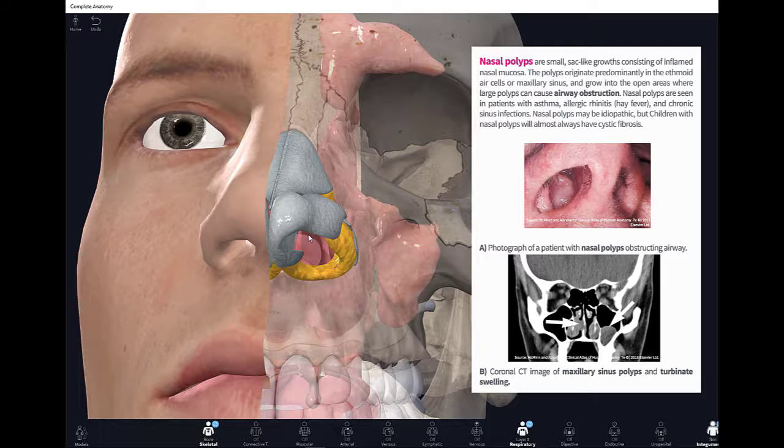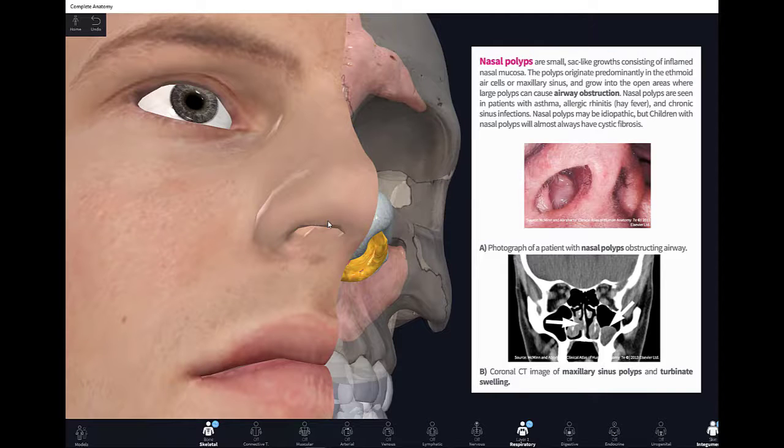These polyps can be completely idiopathic, so they might not be a problem at all, so you don't have to do anything about them. However, children that have nasal polyps almost always have cystic fibrosis. You can see over here in photograph A, there are some nasal polyps obstructing the right nares, so the airway on this side.